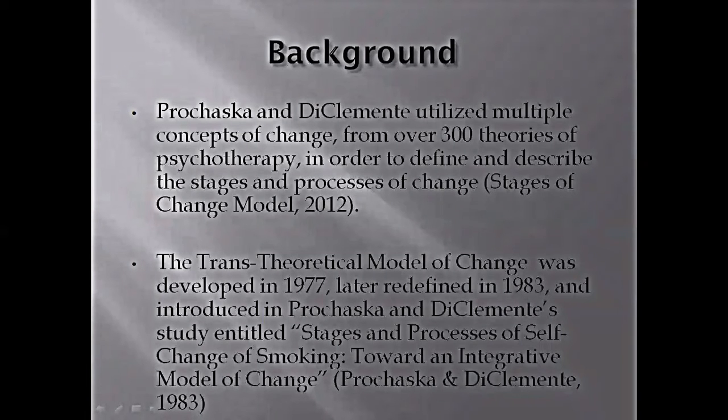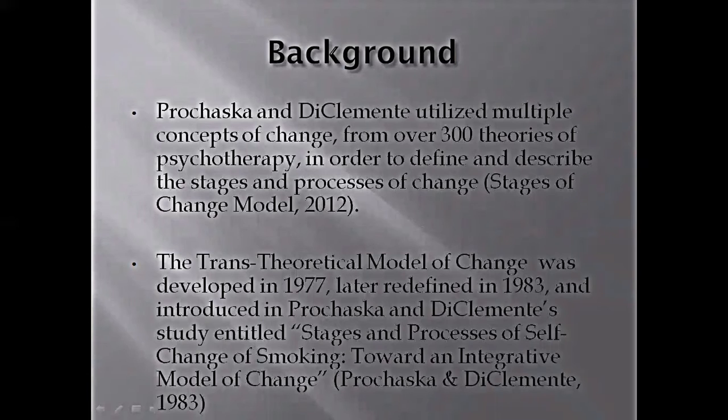The theory of change was originally developed in 1977, redefined in 1983, and introduced in Prochaska and Di Clemente's study entitled Stages and Processes of Self-Change of Smoking toward an Integrative Model of Change. Prochaska and Di Clemente utilized a longitudinal design to examine why some individuals were able to quit smoking independently and others were unable to do so. They followed the participants for 2 years and utilized questionnaires and saliva samples to monitor the participants' smoking statuses. They also monitored how often the participants utilized the processes of change.